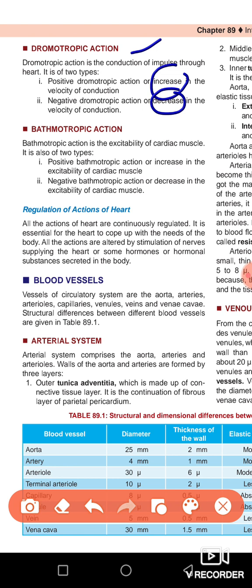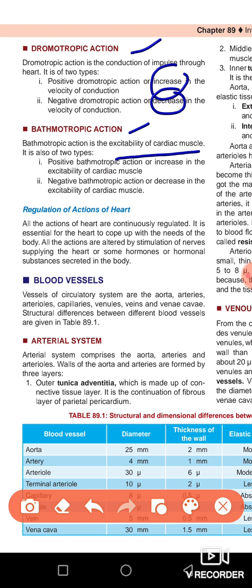Now the fourth action of your heart is the bathmotropic action. So in the bathmotropic action, again the cardiac muscle is involved, and in this action excitability of cardiac muscle is involved, that your cardiac muscle is highly excited or low excited. So if the action is positive, it is going to increase the excitability of your cardiac muscle. And if the action is negative, then your cardiac muscle activity or excitability is going to decrease. So these are the four actions of your heart.